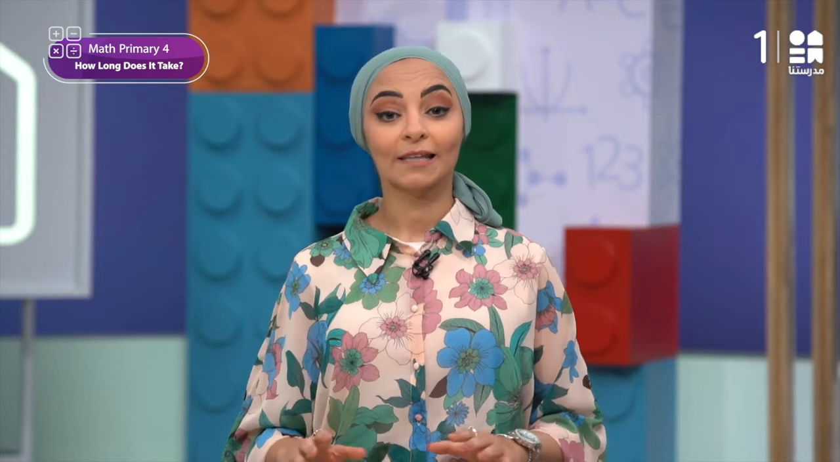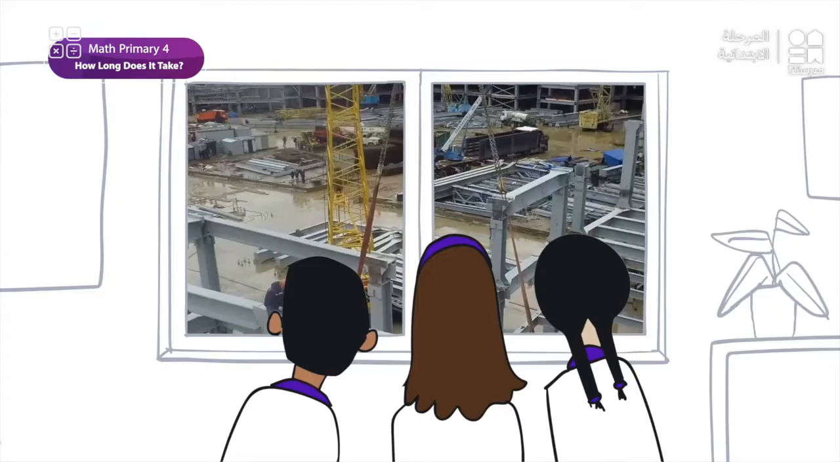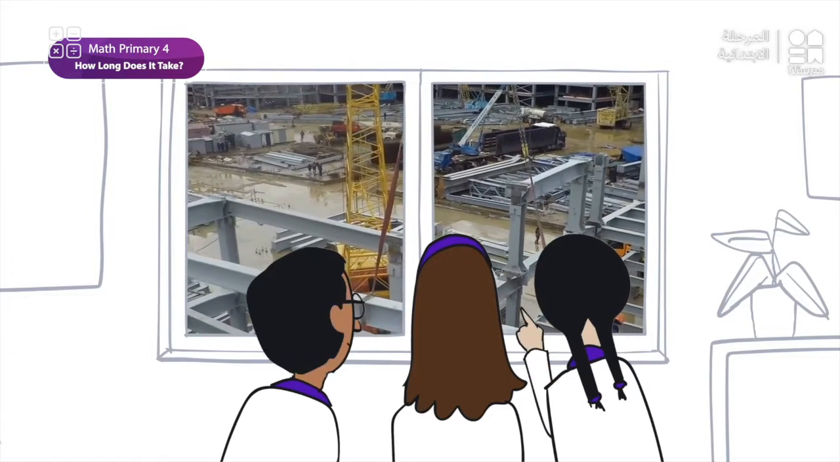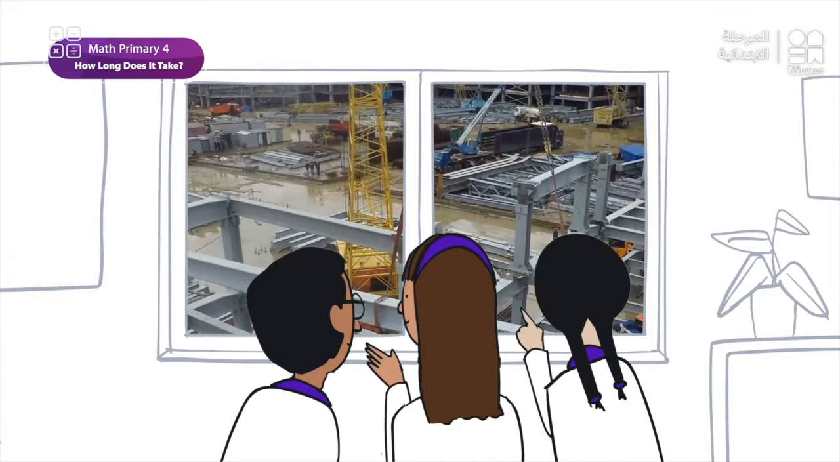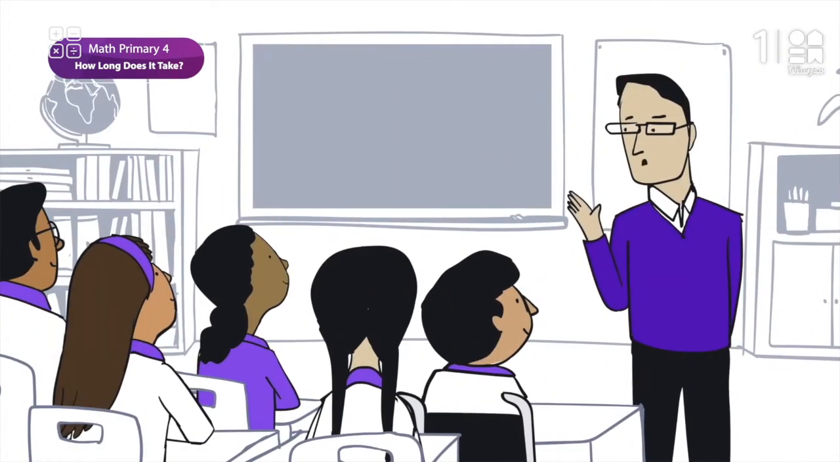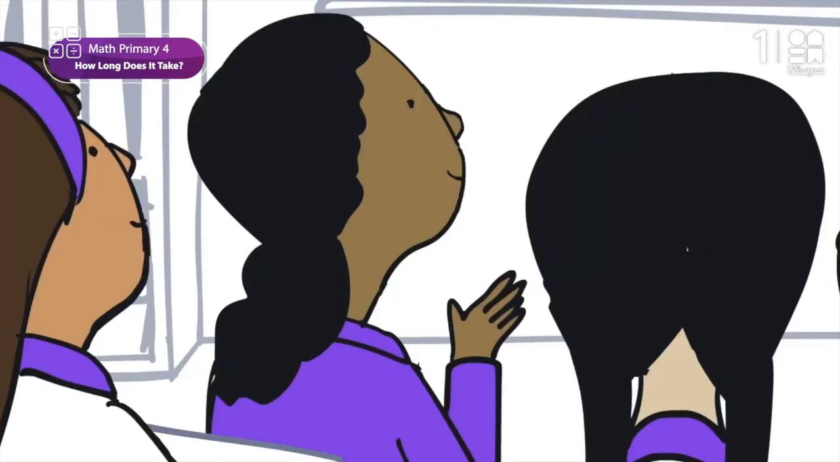I'm Miss Sarah. We will discuss today the remaining and elapsed time in our lesson. How long does it take? It's really busy out there today. Look, over there. What are they doing? They're going to build something. I wonder how long it will take for it to be built. We could keep a watch on the building and make a timeline. What's a timeline? A timeline shows changes over time.